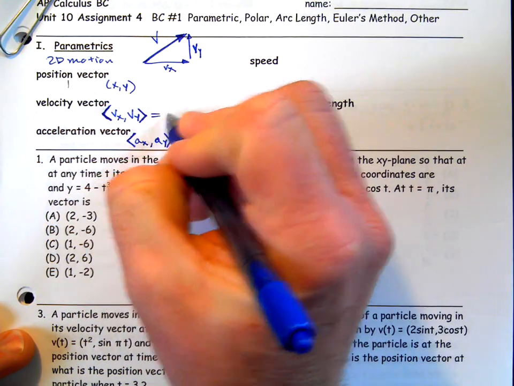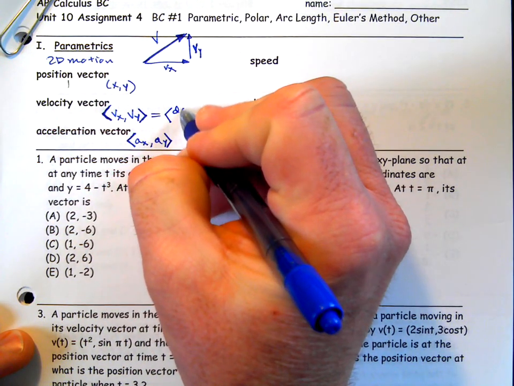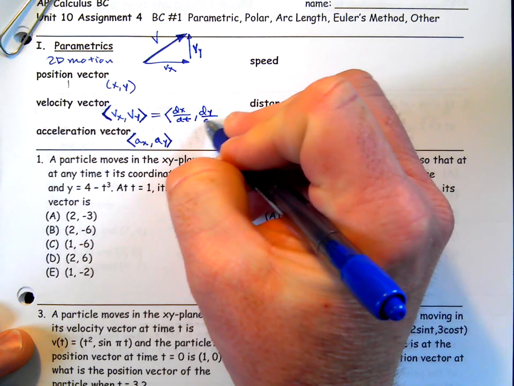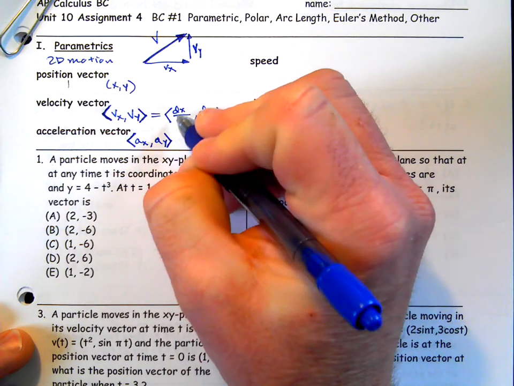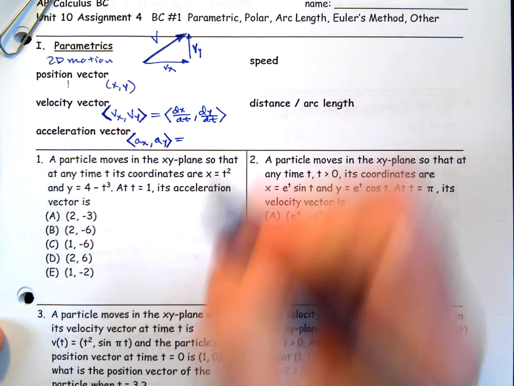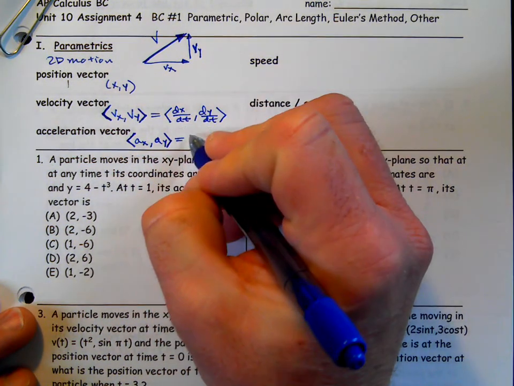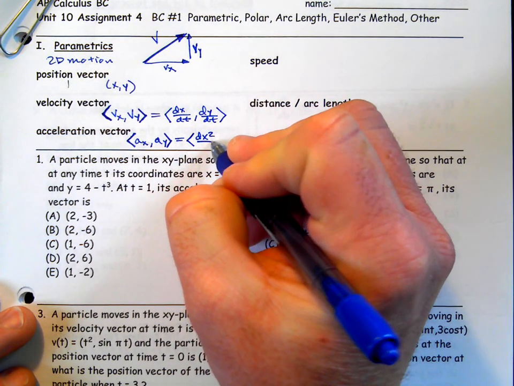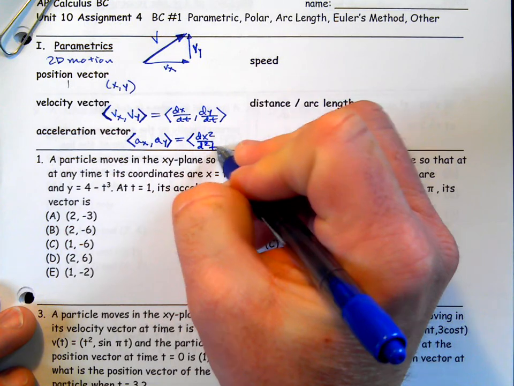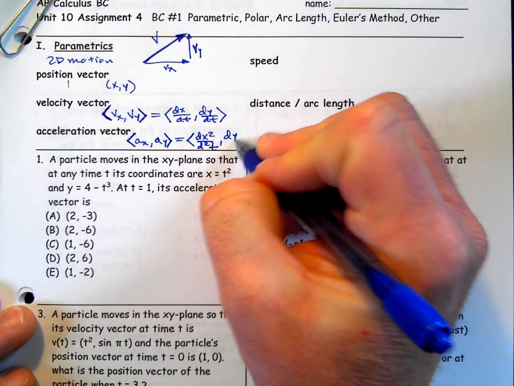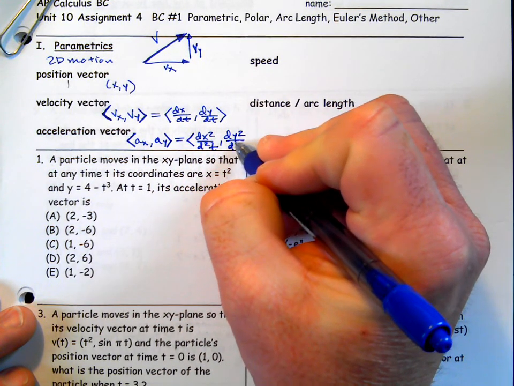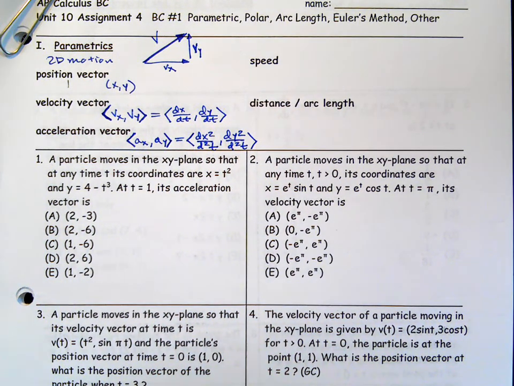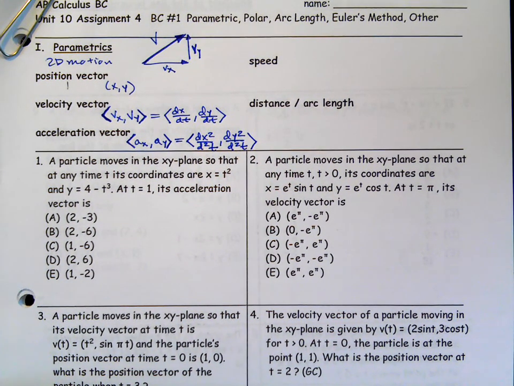We could also write that as dx/dt, dy/dt, so the derivative of the x position with respect to time, the derivative of the y position with respect to time, the second derivative of x with respect to t, the second derivative of y with respect to t, time. So those are some things that sometimes you're asked to give.